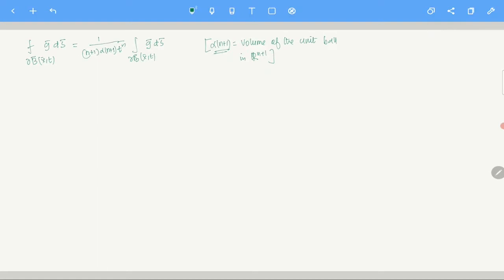So as I told you, alpha n is the volume of the unit sphere. Let's say alpha 3 if I am writing, so basically that is the volume of S2. So here, 1 by n plus 1 times alpha n plus 1 t to the power n. This is just, how do I put it, the surface area of the sphere here, right? That is what it meant, right?